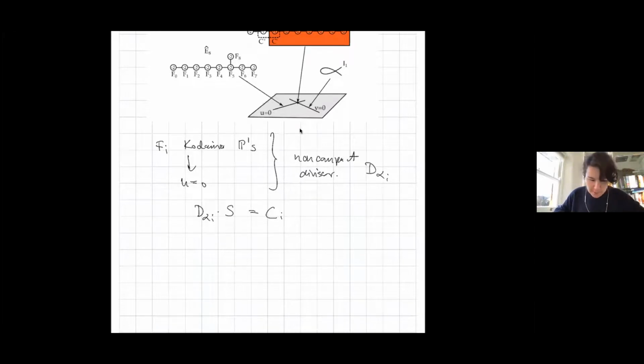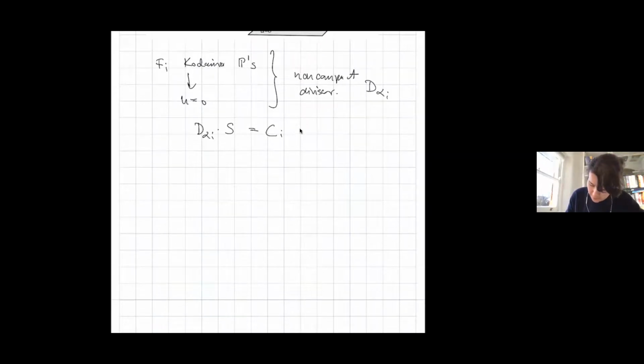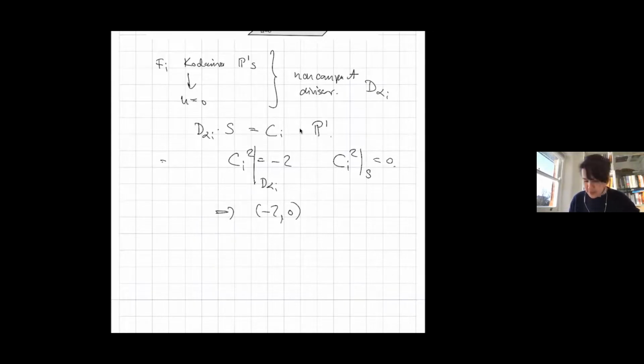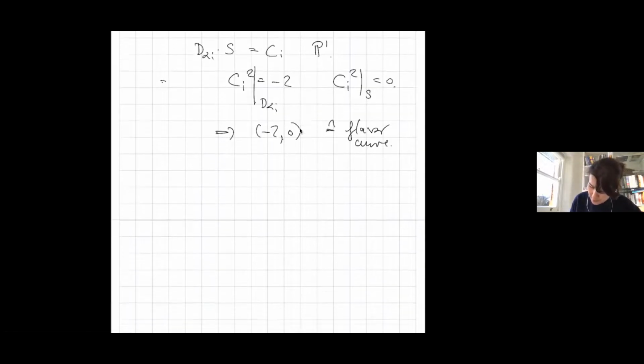Exactly. So let me summarize a few things I said in words, because I think that's so important for you. If the P1 is basically obtained in this way as an intersection, this is again a P1, and it has Ci squared equal to -2 inside the alpha I, and Ci squared inside S is 0, then this actually is a -2, 0 curve that's the intersection between compact and non-compact, and this will contribute to the flavor symmetry, flavor curve, right?